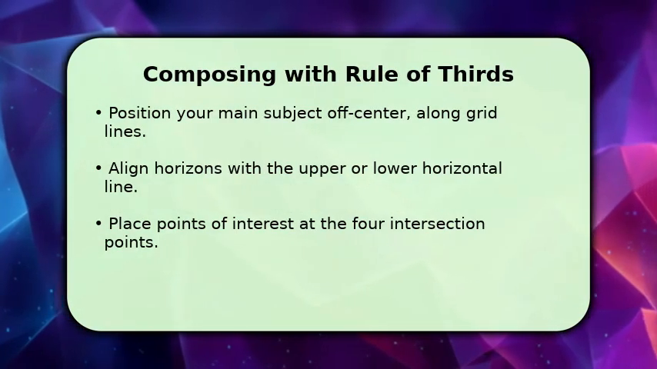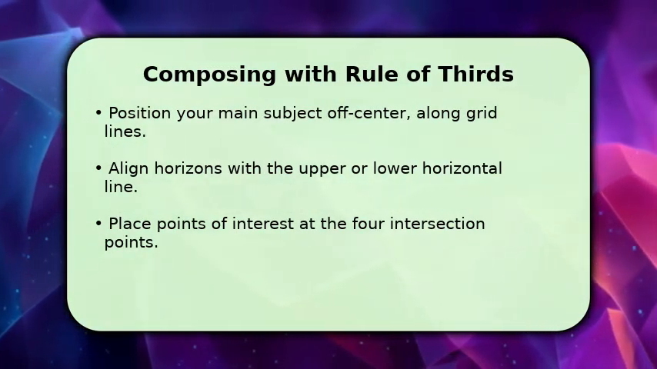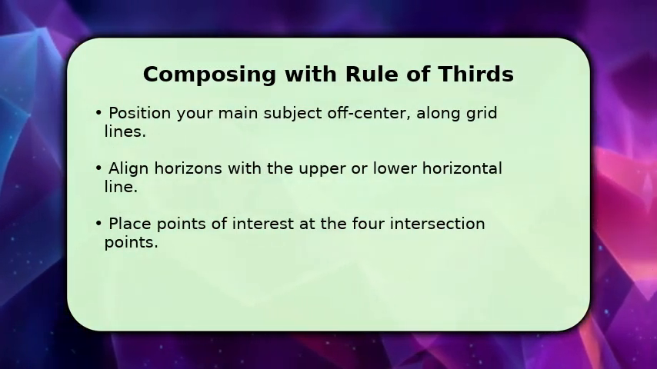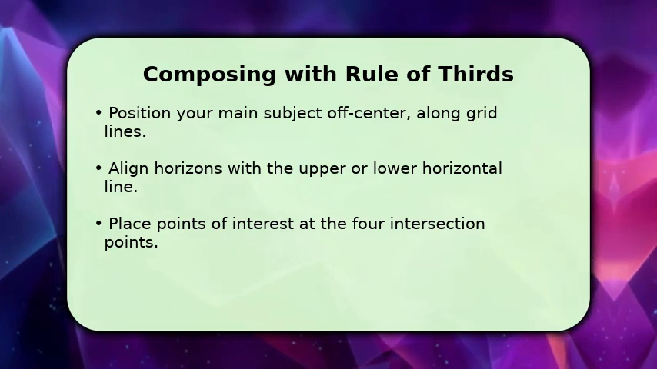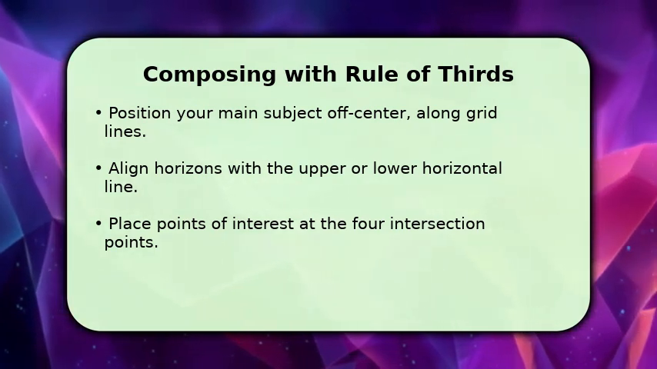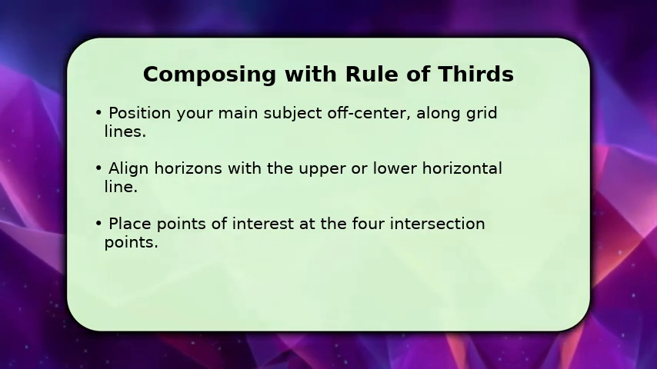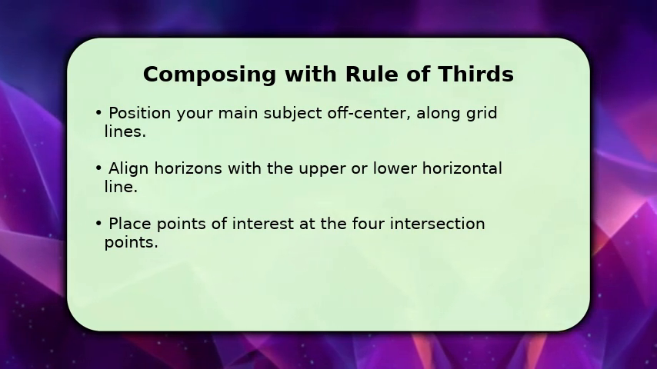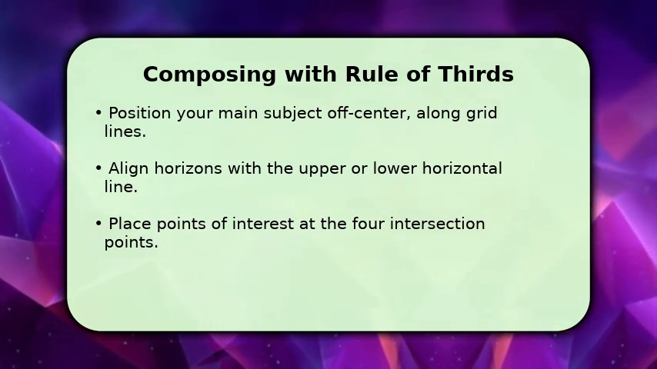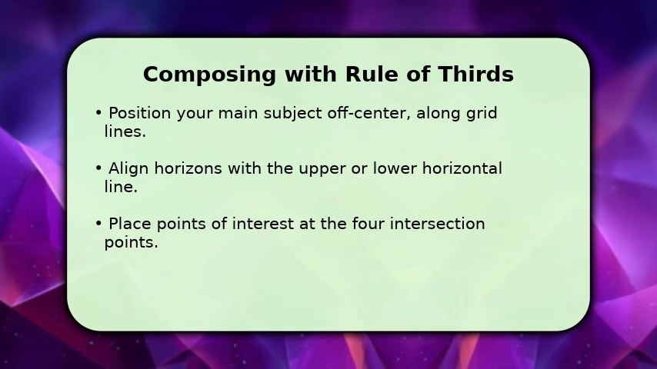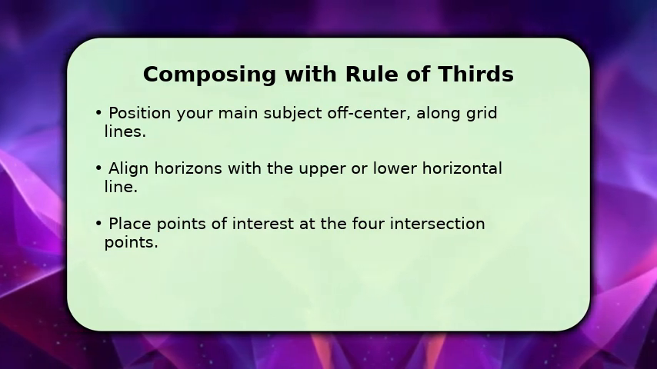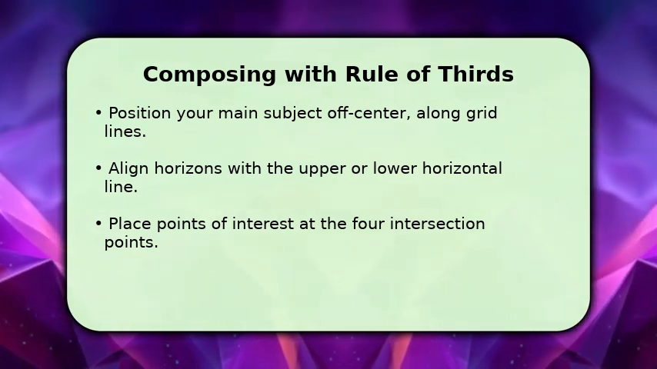Now, let's apply the Rule of Thirds using your activated grid. Instead of centering your subject, place it along one of the vertical grid lines. For landscapes, align the horizon with either the upper or lower horizontal line, not the middle. Crucially, position important elements at the 4 points where the lines intersect. This simple adjustment creates more dynamic and balanced images.